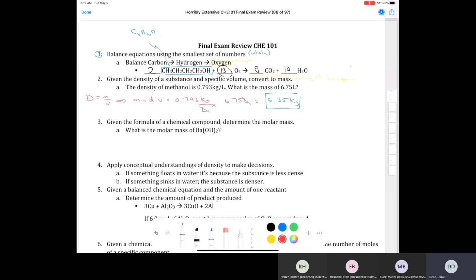The next one just involves using the periodic table. So this question says, given the formula of a chemical compound, determine the molar mass.